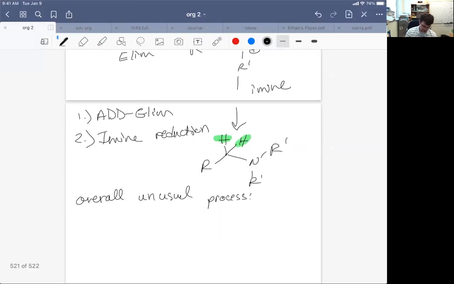And what I mean by that is taking this amide and reacting it with an H- reducing agent and getting not the alcohol, but instead getting the amine.